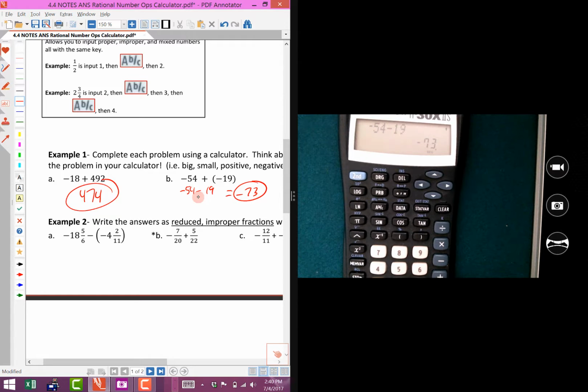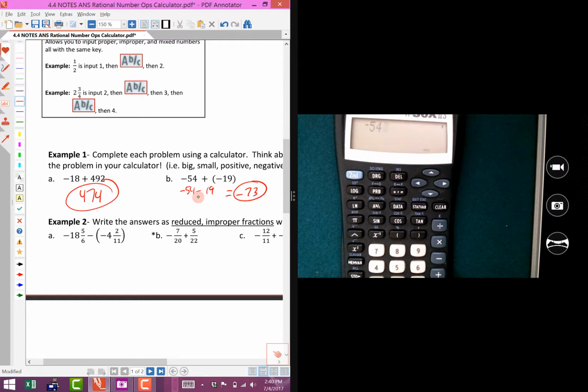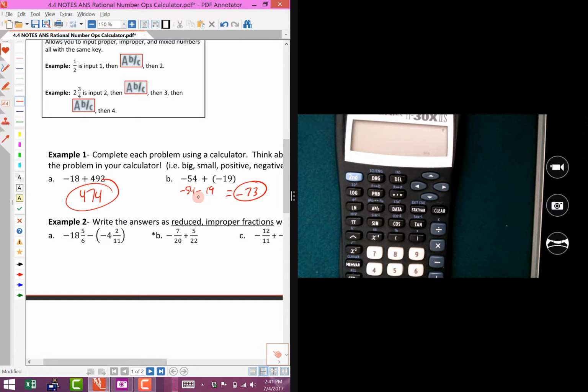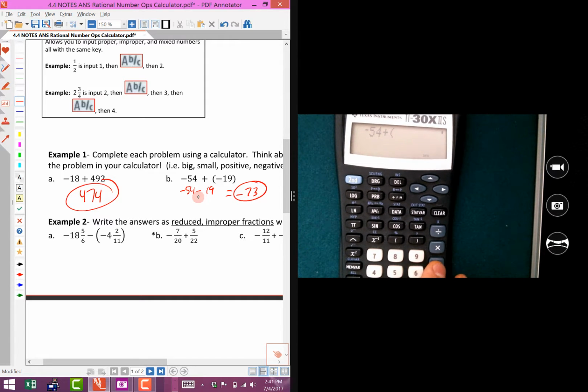So watch what happens if I do negative 54 and then I try to do negative 19. Let's see what it does right there. It says syntax error. Okay, syntax, it means that we've put something in the wrong way. So to get out of that, I'm going to clear this off. And so that doesn't work using the negative there. So I'm going to do negative 54, and then I'm going to do plus. Open the set of parentheses. Now I'm going to put the minus there on purpose. Okay, and then I'm going to do that.